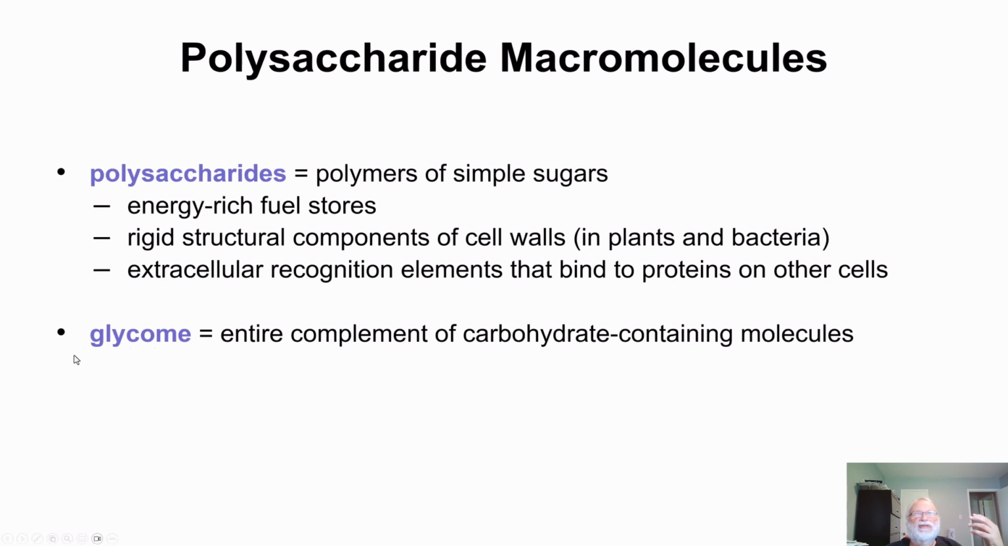Polysaccharide molecules. The polymers are simple sugars. They can be energy-rich stores. They can be structural components of cell walls in plants and bacteria. Extracellular recognition helps cells bind to other cells, all dominated by polysaccharides. And the glycome is the complement of all the carbohydrate-containing molecules. And the study of those, which I don't have on the slide, is called glycomics.